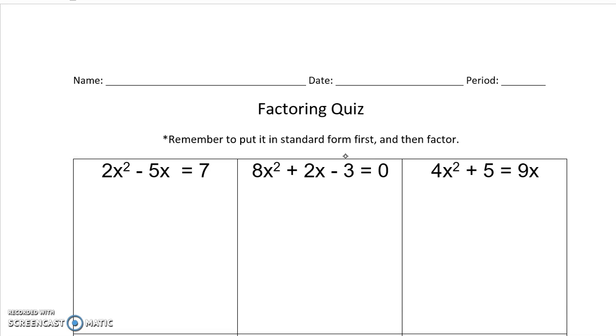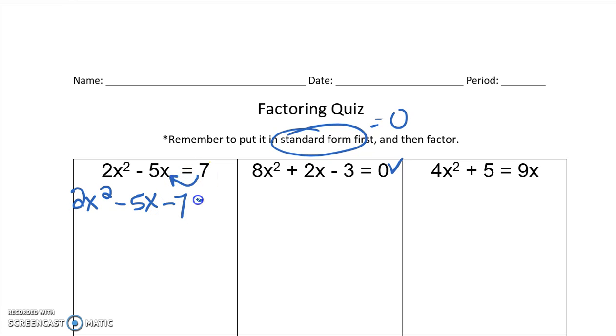It has to be in standard form in order to factor, which means that it has to equal 0. So like that, that's already in standard form. These other ones, you just rearrange them. 2x squared minus 5x. To move the 7 over, you would subtract it, equals 0. Here, you start with the 4x squared. To move this over, you subtract it to equal 0.